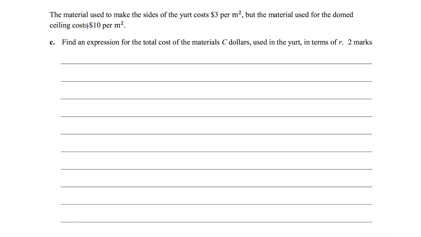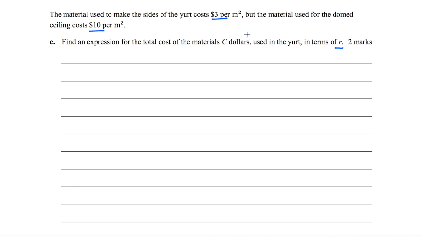So the material used to make the sides of the yurt costs $3 per meter squared, but the material used for the dome ceiling costs $10 per meter squared. Find an expression for the total cost of the materials, C dollars, used in the yurt in terms of r. In terms of r only, okay? So as soon as we involve price, people usually get pretty confused.